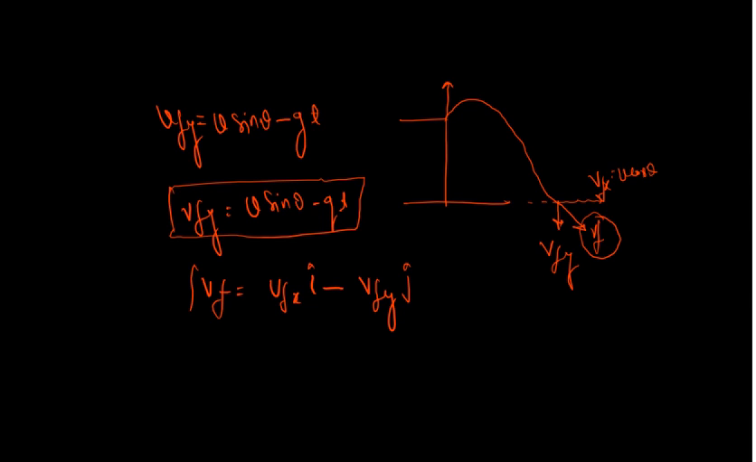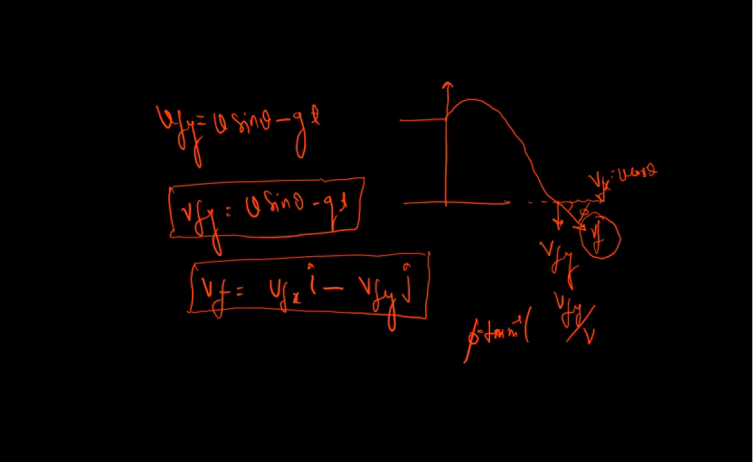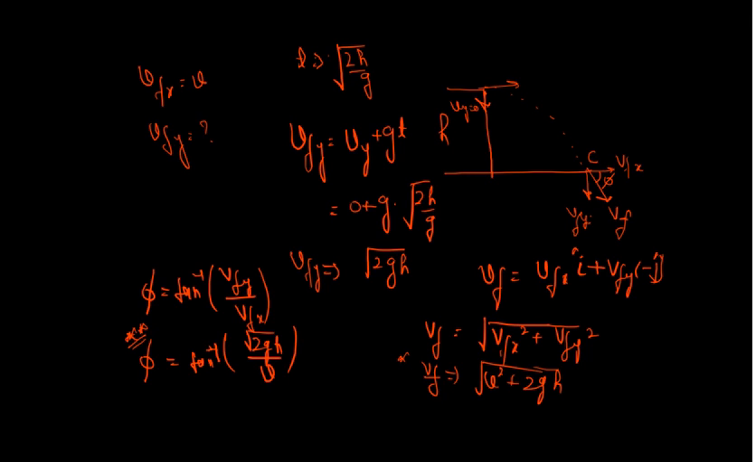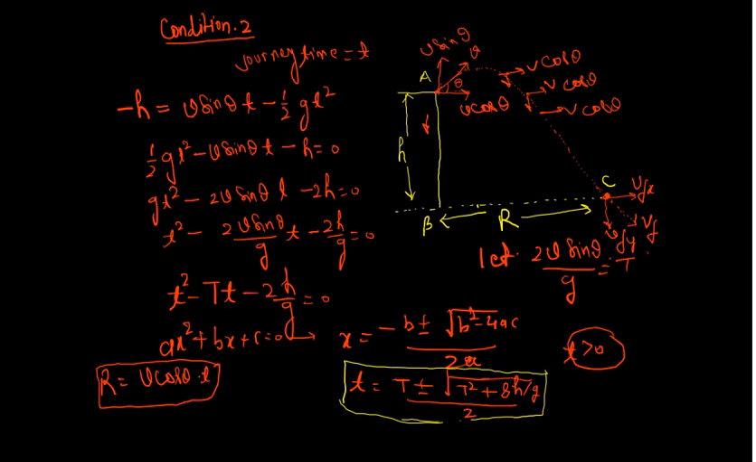Again we can calculate its magnitude and its angle. If I want to calculate the angle with respect to the ground for the final velocity, then phi will be tan inverse of the v final y component divided by the v final x component. So we can get it. Till now we have seen, first, when the object was thrown parallel to the ground, and second, when the object is thrown at some angle in the upward direction.